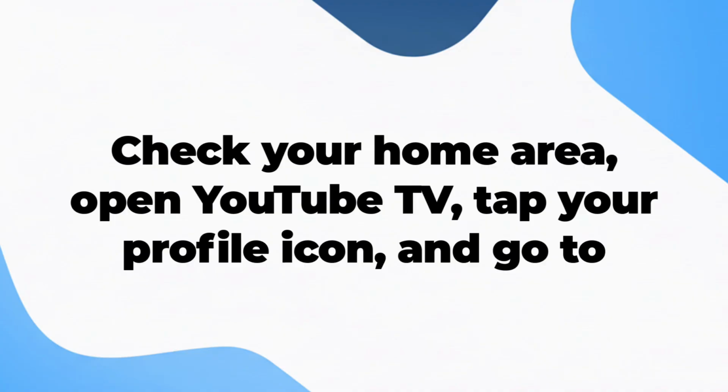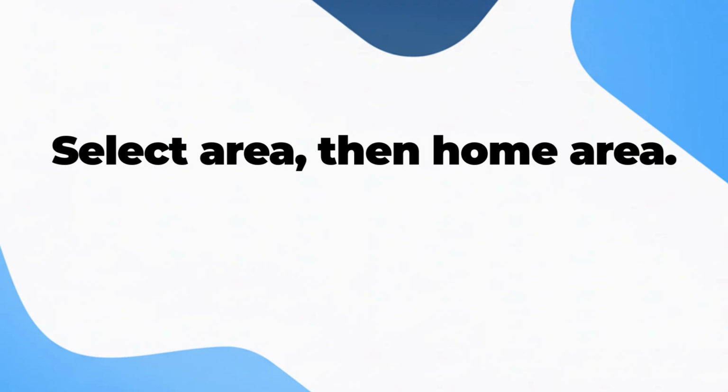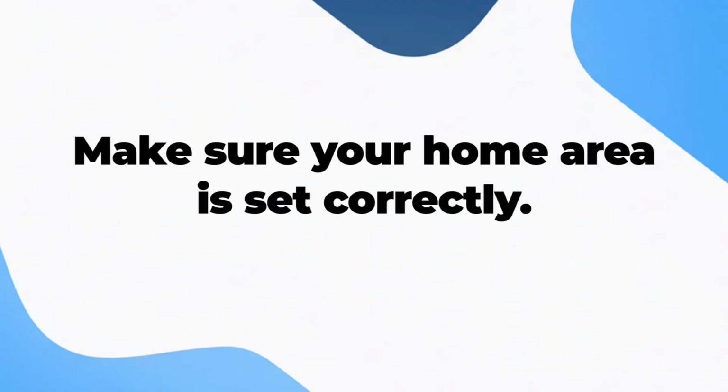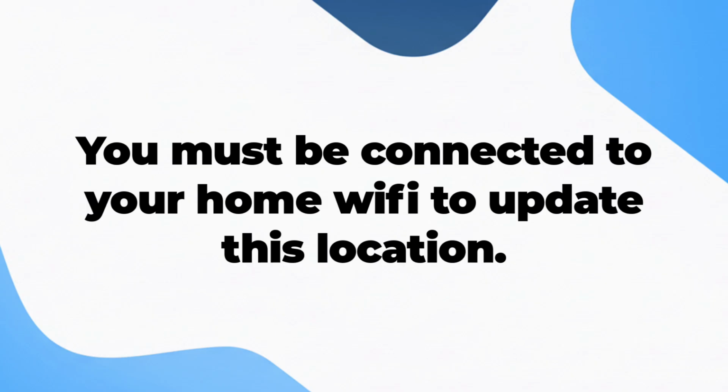Step 1. Check your home area. Open YouTube TV, tap your profile icon, and go to Settings. Select Area, then Home Area. Make sure your home area is set correctly. You must be connected to your home Wi-Fi to update this location.